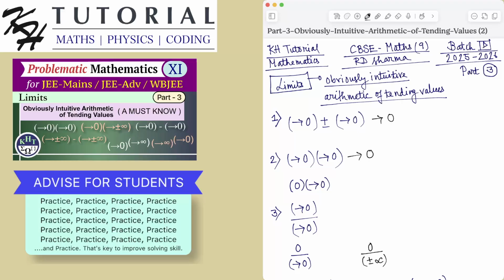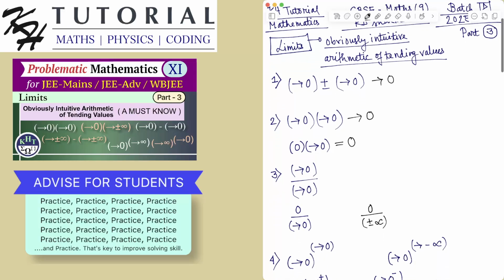Okay. Now, what happens when you multiply exact 0 with a value tending to 0? This will not be tending to 0, but it will be exactly 0. When you multiply a value which is tending to 0 with exact 0, then the value is always exact 0.